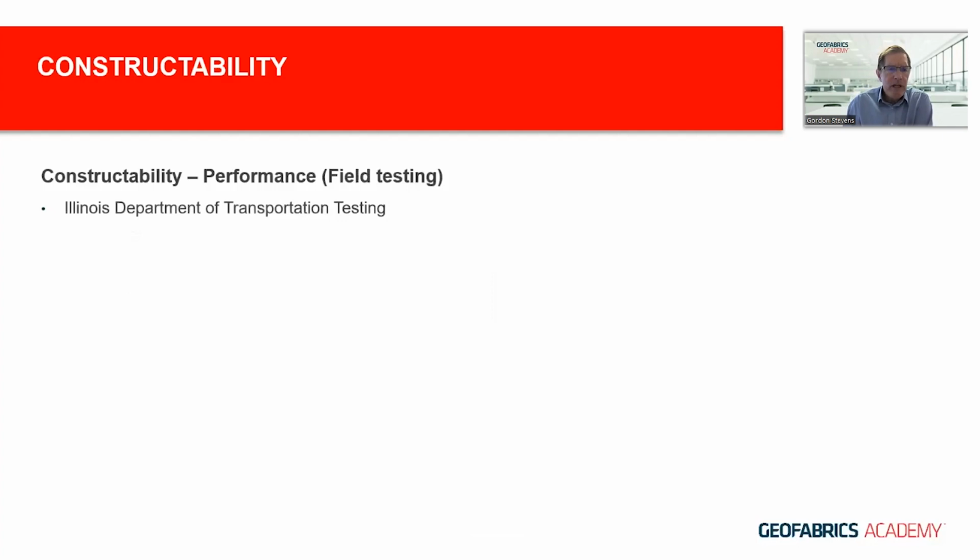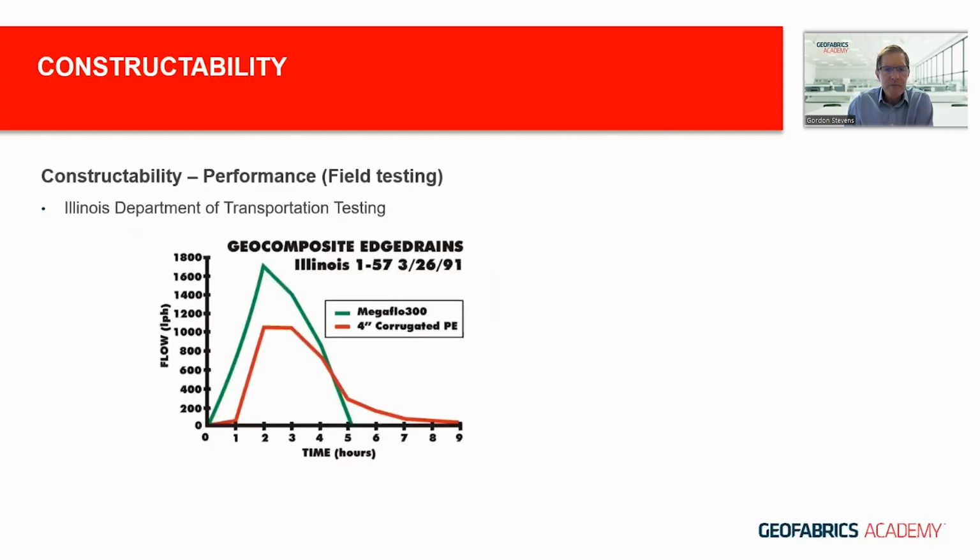So let's move into the field, and this is a relatively old test, but quite relevant. It was carried out by the Illinois Department of Transport. What we're looking at here is the same stretch of road during the same storm event, and this road is all at the same gradient.